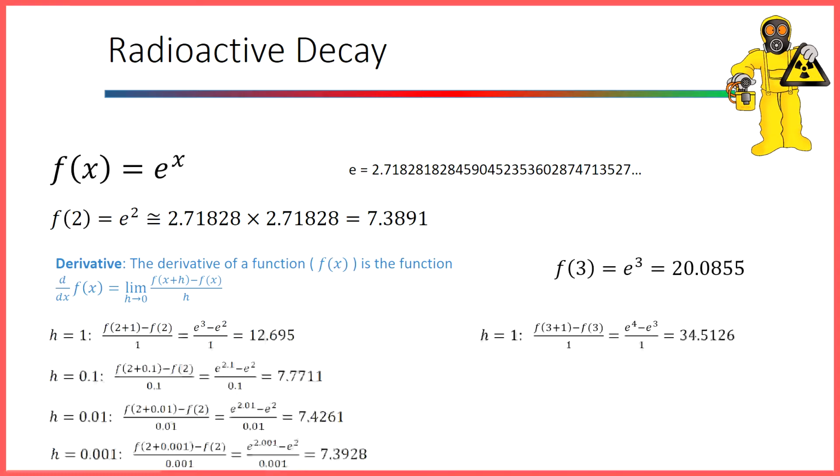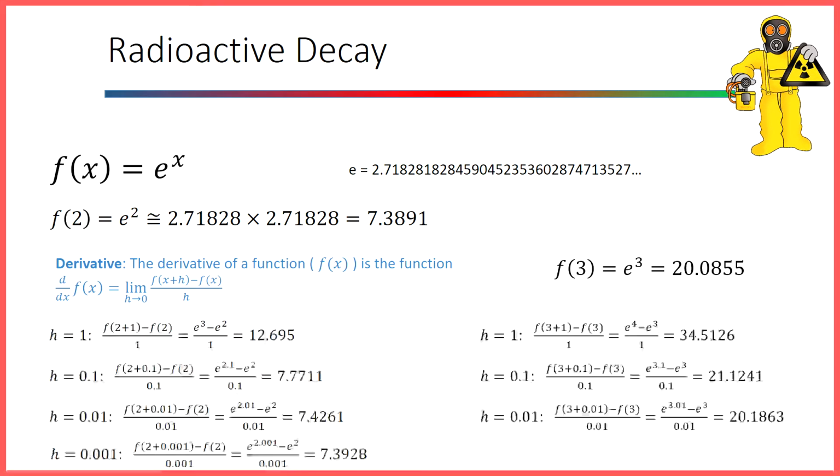and 34.5126. If we make h smaller and try h equals 0.1, we've got f of 3 plus 0.1 minus f of 3 divided by 0.1, which is equal to e to the 3.1 minus e cubed divided by 0.1, and 21.1241. If we try an even smaller h of 0.01, we calculate a value of 20.1863. And if we go even smaller to h equals 0.001, we get a value of 20.0956, which again tells us that the derivative of f of x evaluated at x equals 3 is clearly really close to the value of f of 3. And this is actually the point of the special value e.